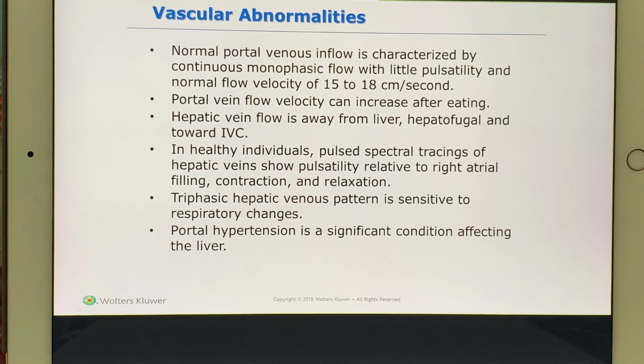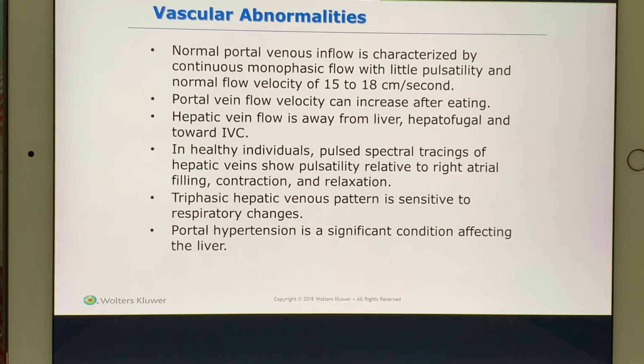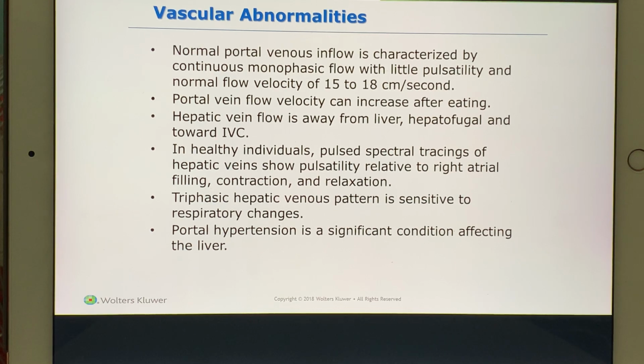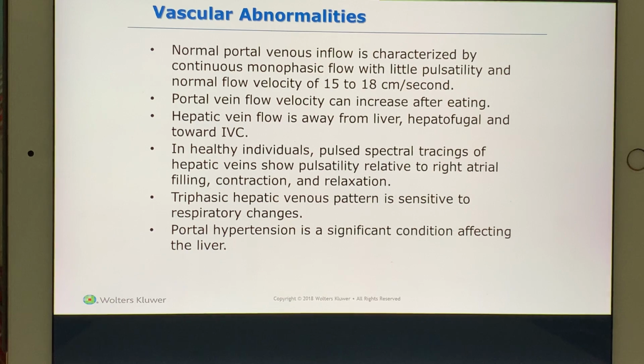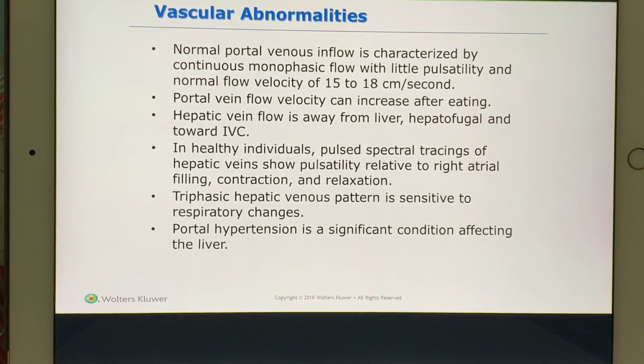So the portal venous system is considered monophasic. It has little pulsatility. It has a flow velocity of 15 to 18 centimeters per second. It should be above the baseline because it is red and it is feeding the liver. Okay?